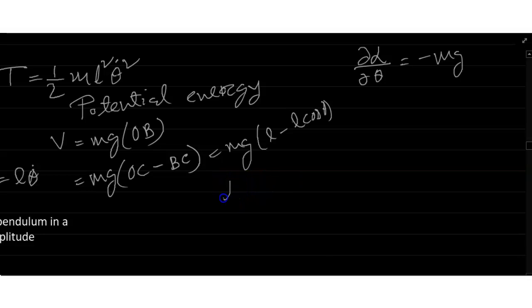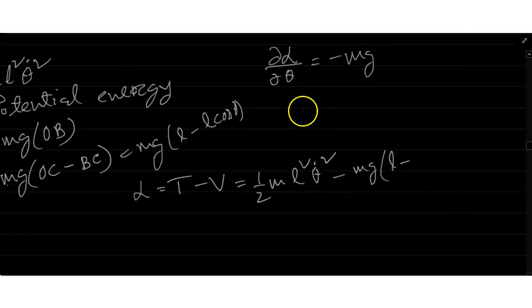Okay, the Lagrangian L equals T minus V, and T equals half m L square into theta dot square, minus mg into L minus L cos theta. I have to create L first, after that I can get del L by del theta, which is minus mgL sin theta.